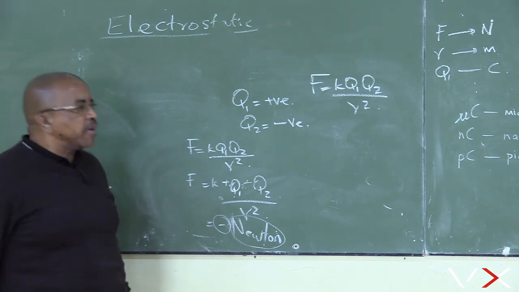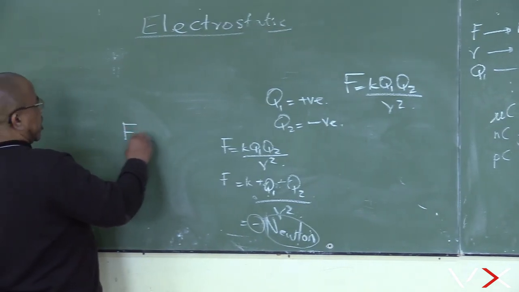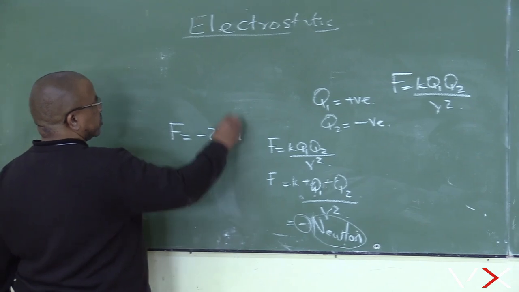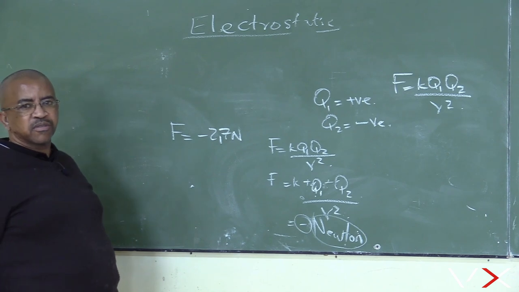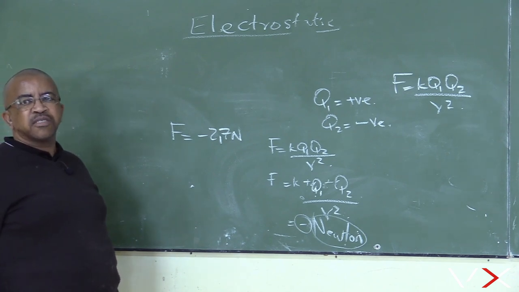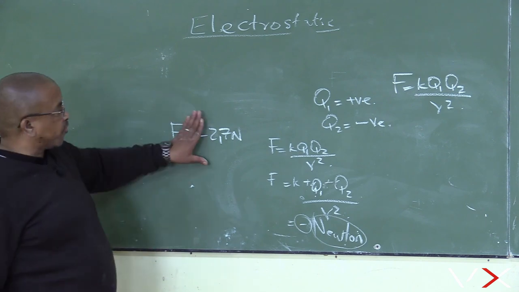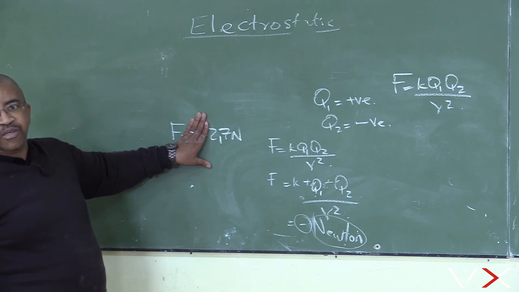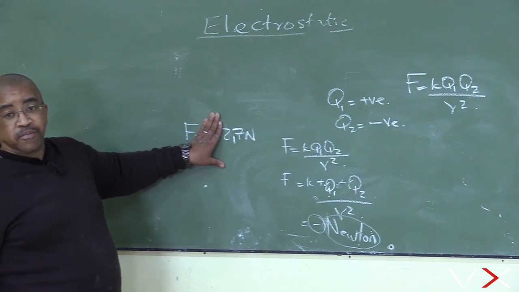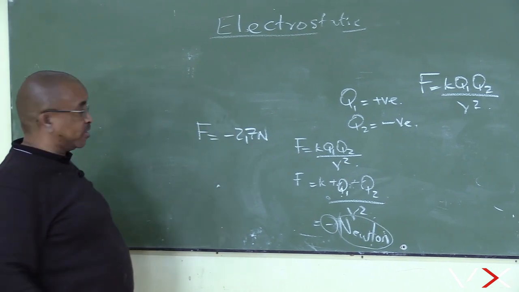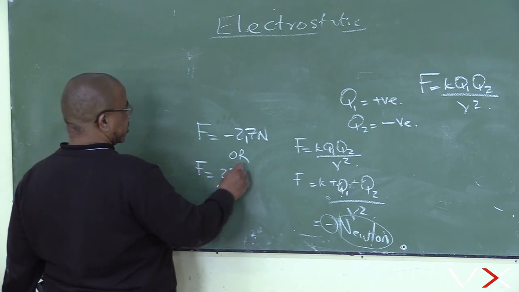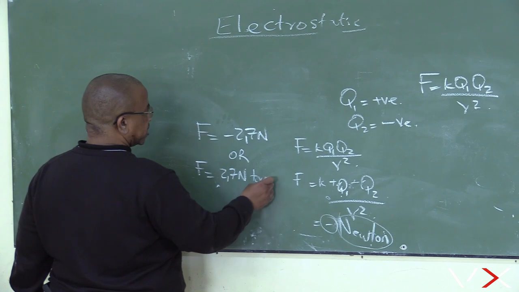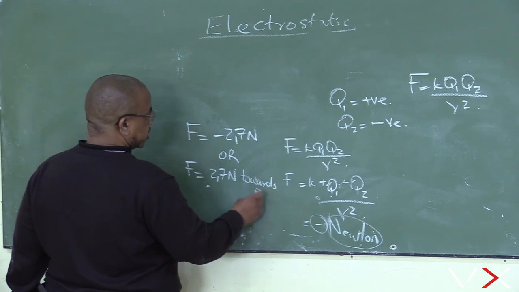Kushuthi mokwenza kokubhalisa balo, uthola ukuthi force yini na, -2.7 newtons. Ake ngithola kanjalo, -2.7 newtons. Bangathi calculate the magnitude of the force. The magnitude of the force is 27 newtons. But calculate the force, so you must say either minus 27 newtons or F is 27 newtons towards each other. Towards each other.